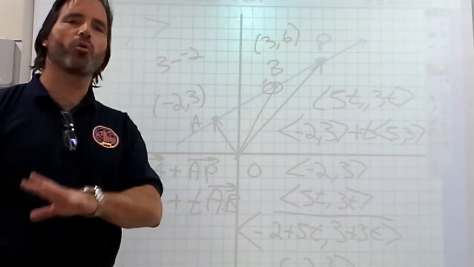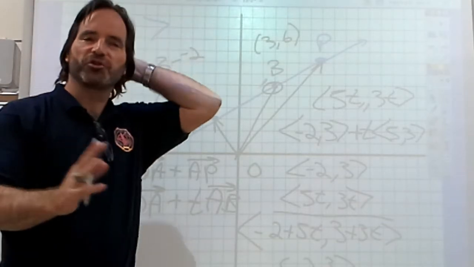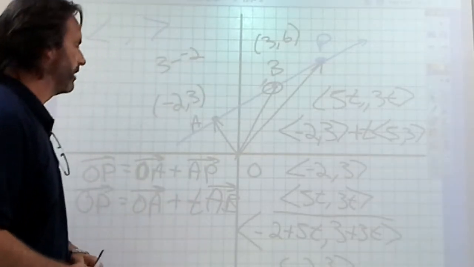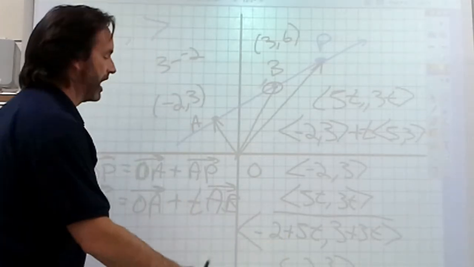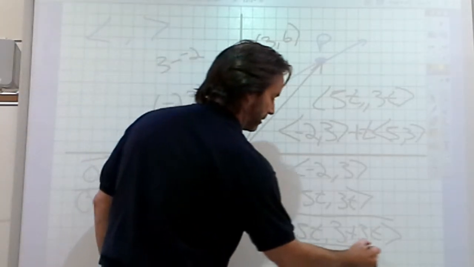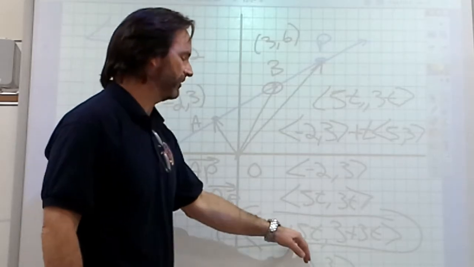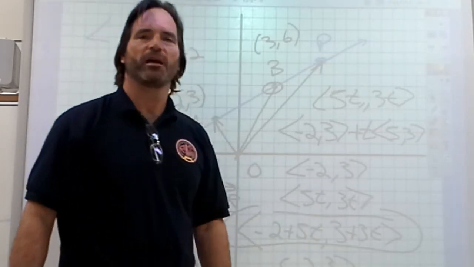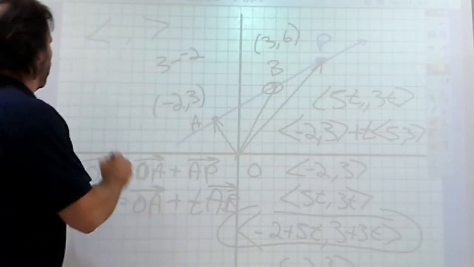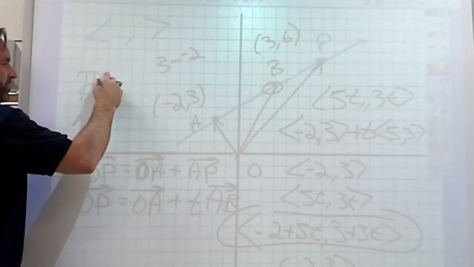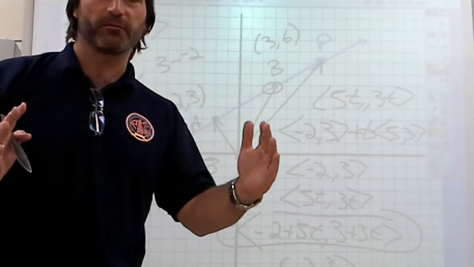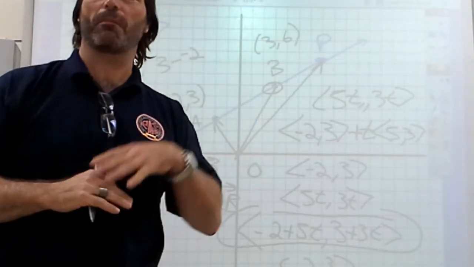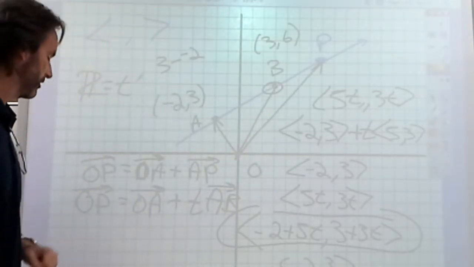All right? What's important about this is, I just told you not only how to get a line, this is my equation for a line. Hopefully you can see it. Negative 2 plus 5t, 3 plus 3t. And that's an equation for a line when I've got all real numbers for t. I can make it a line segment by what? Restricting my t.